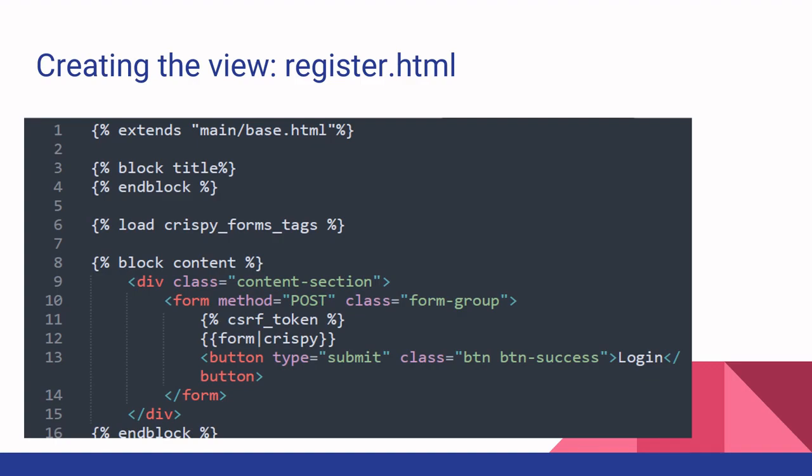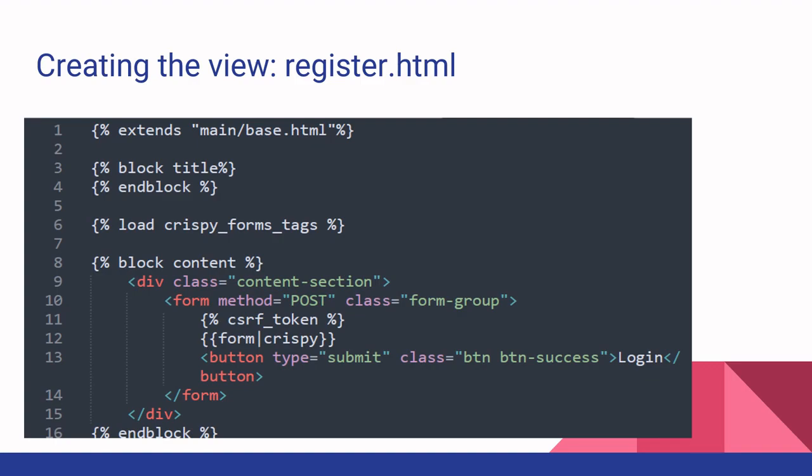A block title is used to override specific parts of a template. In this case, we are overwriting the default title to show nothing. Load loads a custom template tag, which here is loading Crispy Form tags from Django. Block content overrides the default content template. A div represents a division or a section in HTML contents, while a class is an attribute that specifies a class for an HTML element.